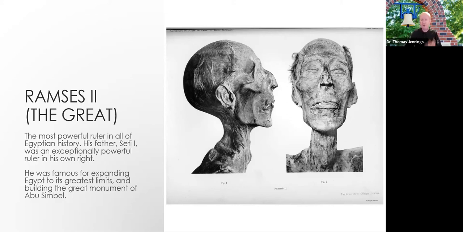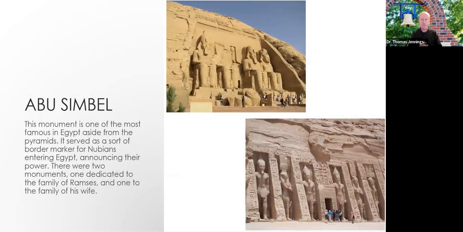His father, Seti I, was a powerful pharaoh in his own right. He was one of those that undertook great building projects and expanded the empire, and also tried to take over the Hittite Empire, but ended up with a friendly alliance with them. He was also responsible for the great monument of Abu Simbel, two monuments, one to his family, one to his wife's family, that were carved into the side of mountains at Abu Simbel, which is at the furthest south point on the Nile River, just before you get to the first cataract. This was put on the border between Nubia and Egypt.